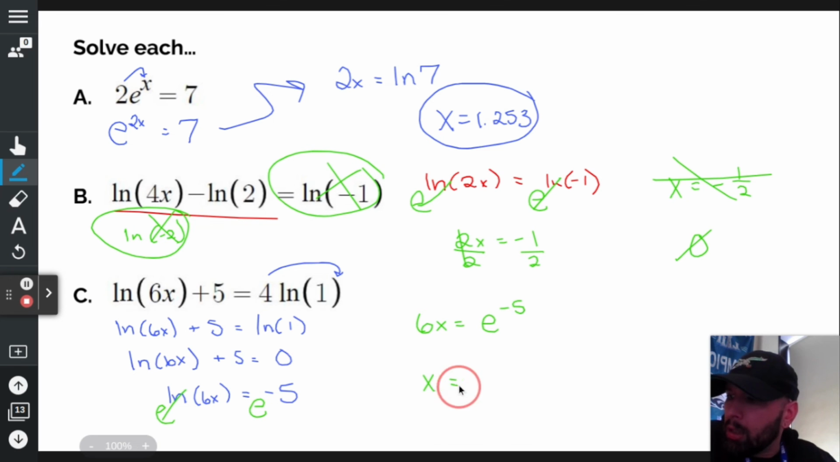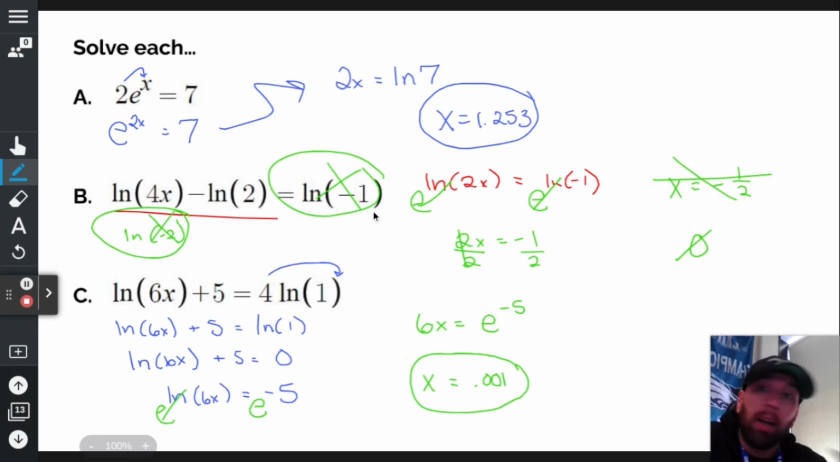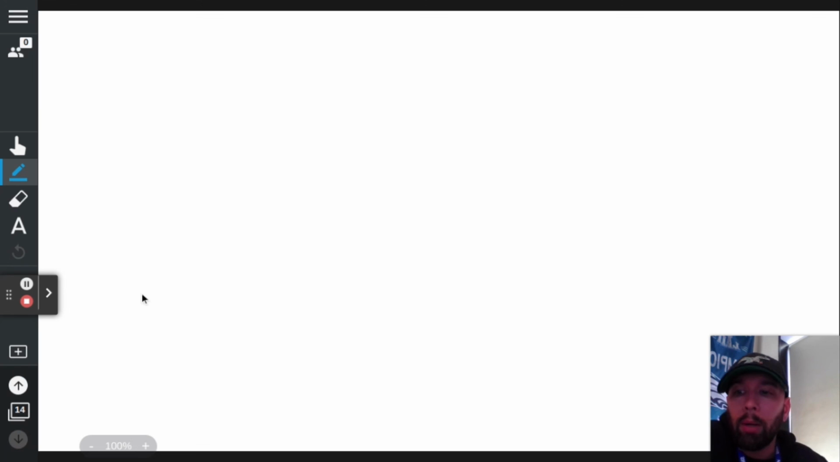So x equals 0.001. A really small number, which makes sense because e to the negative 5th is the same thing as 1 over e to the 5th. Really small number. Divide that by 6, much smaller number. So there you have it. Be careful with B. B is very easy to screw up. So just don't screw it up, all right?